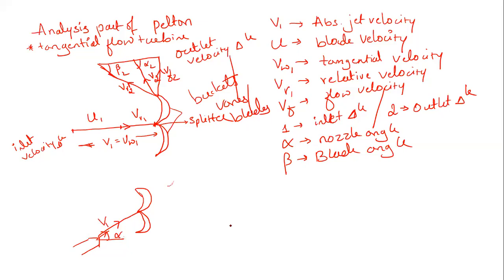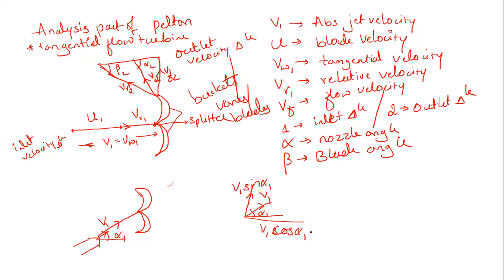This is alpha 1. So now, if this is alpha 1 and this is V1, can I resolve V1 into horizontal and vertical components? Yes, I can do that because velocity is a vector quantity. And since it's a vector quantity, I can resolve it into horizontal as well as vertical components. So for that reason, this becomes V1 cos alpha 1 and this becomes V1 sin alpha 1.